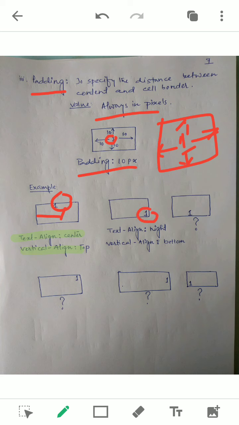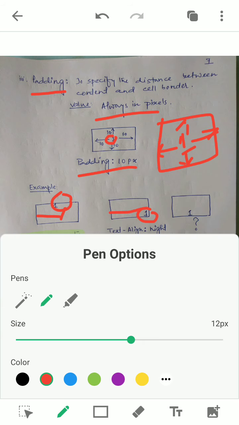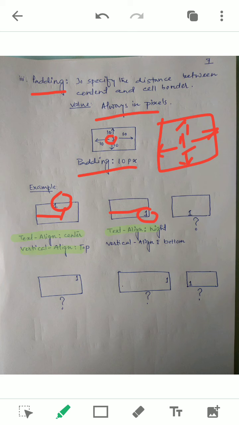First of all, you need to move this value from left to right. Then for vertical align you must use bottom, so it will come to the bottom.